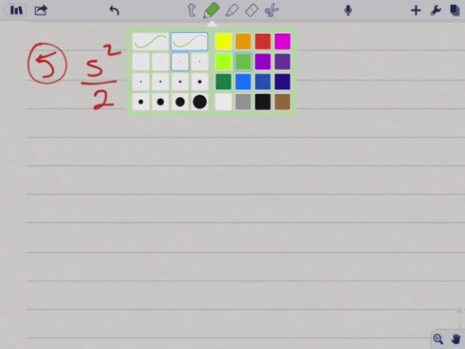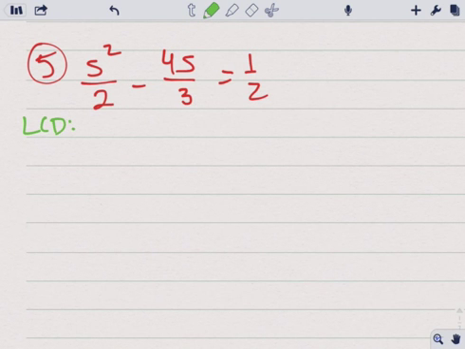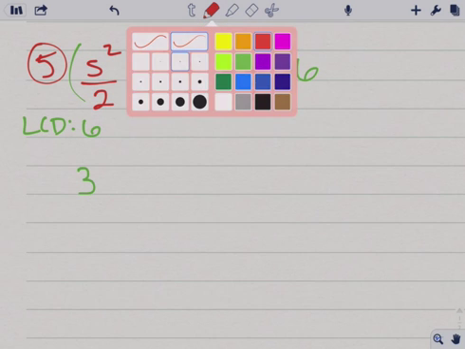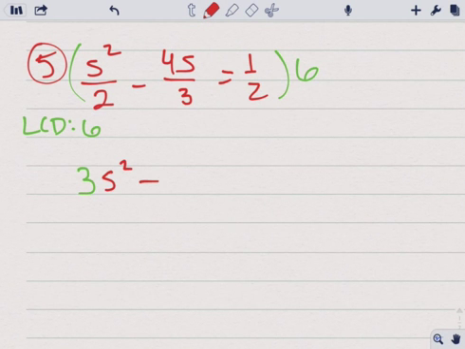Again, the same first step. You find your LCD of 2, 3, and 2, which is 6, and I multiply by 6. Okay, that means I distribute it. Now distribute the 6 here, where the 2 in the denominator goes into 6 3 times, and so I get 3 times s squared.